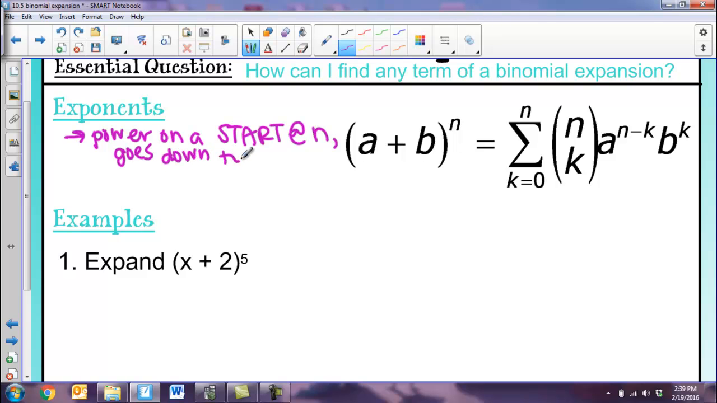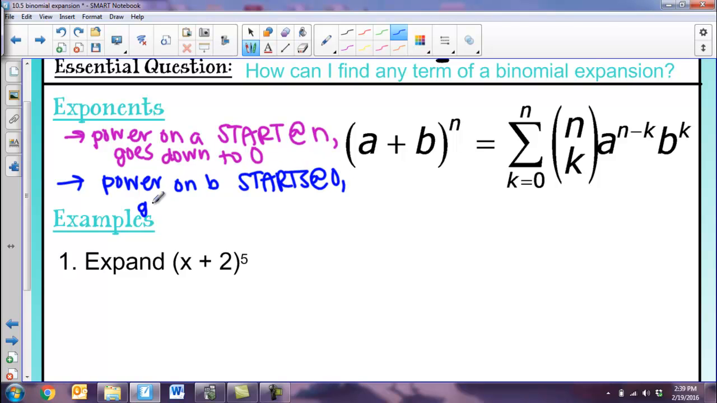So every time it's going to decrease by 1 and it's going to eventually be at 0. Now the power on the other term, so the power on B, starts at 0. It's the opposite. It starts at 0 and then goes up to n.